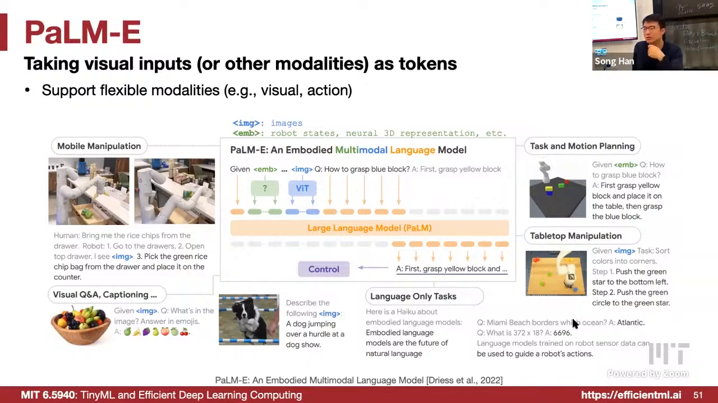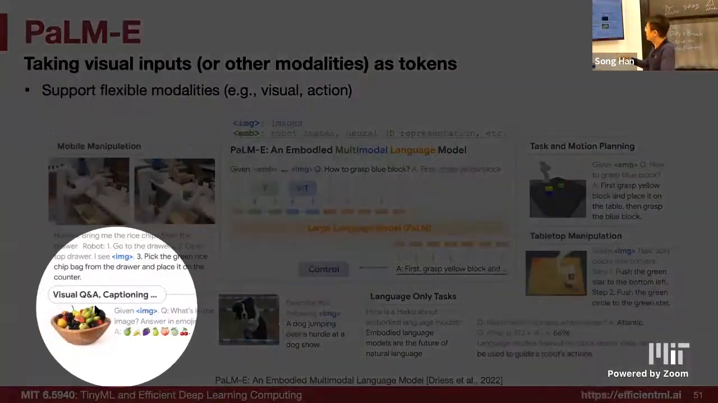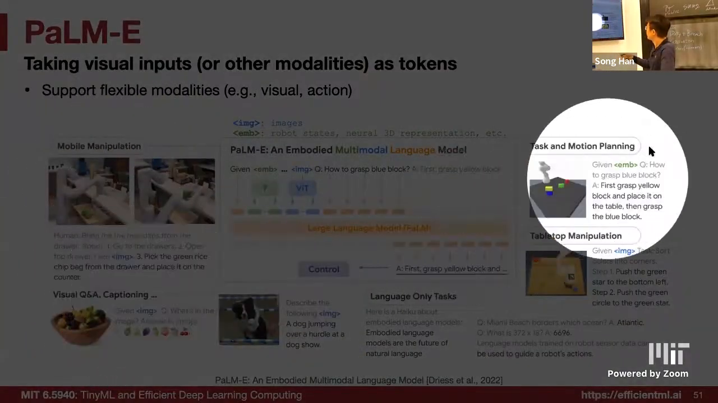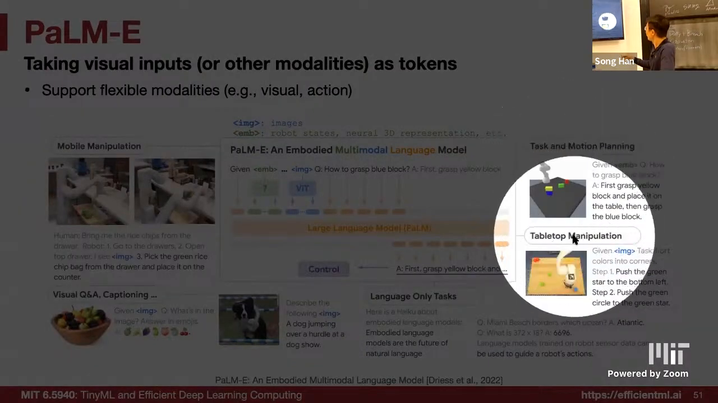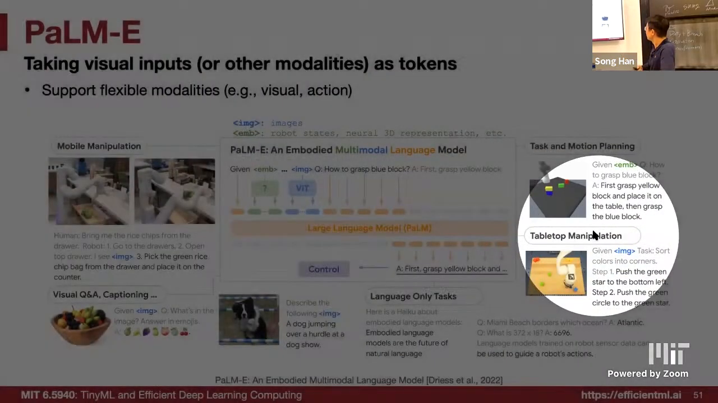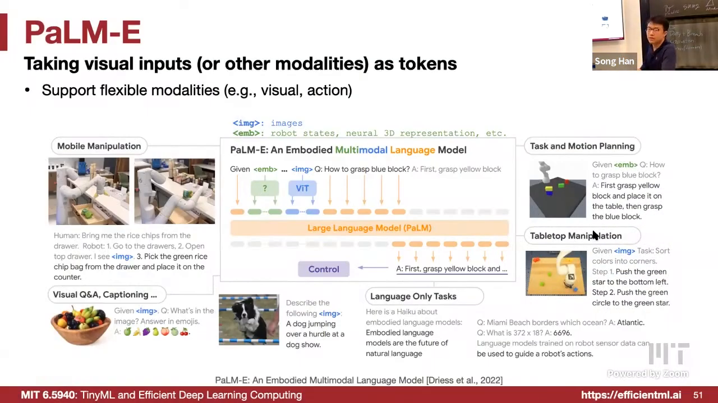Another approach is to treat image token and language token symmetrically, and treat the visual input or other modalities, not only image tokens but also videos, actions, audios, etc., as tokens. Everything is tokenized and fed to the large language model, and can support very flexible modalities such as mobile manipulation, visual QA, visual captioning, task and motion planning, tabletop manipulation. So cast everything into tokens.